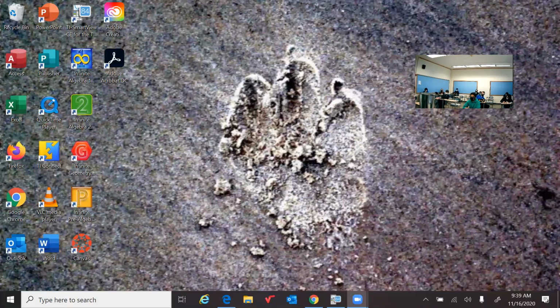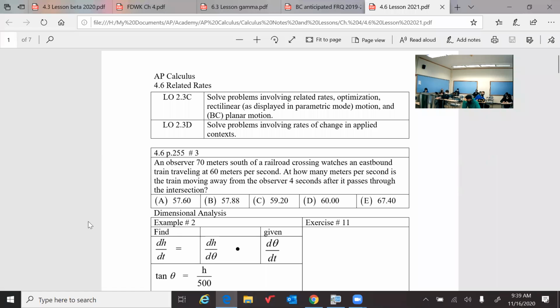So this is 4.6 beta. And here's the question we're going to deal with first. That picture on the board, which you couldn't see on Friday, we drew. The observer is 70 meters south of the railroad crossing, and the train's going east at 60 meters per second. How fast?